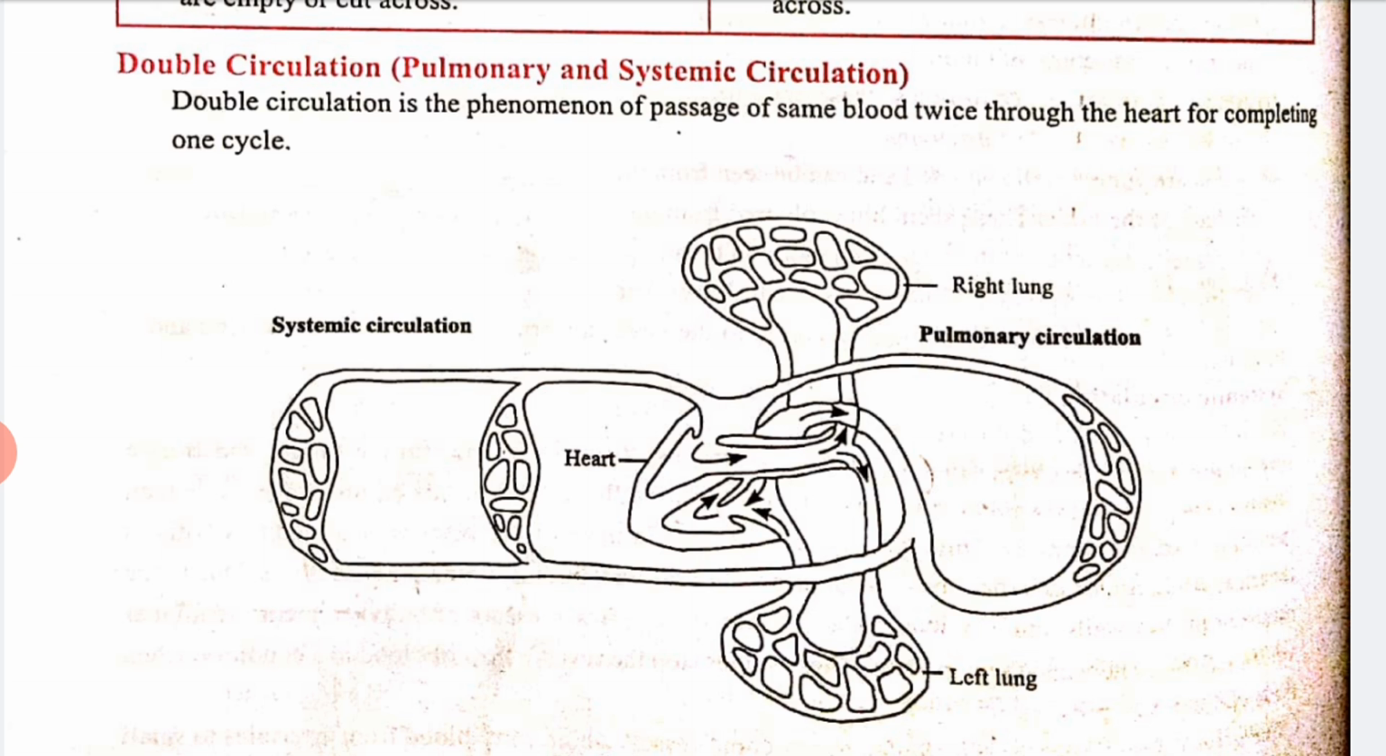Double circulation is the phenomenon of passage of the same blood twice through the heart for completing one cycle. When one cycle is completed in our heart, the same phenomenon starts again. As the human heart is four-chambered, there is a complete double circulation. That is why there is no mixing of oxygen-rich and oxygen-poor blood in the heart. So double circulation of blood in humans can be studied under two heads, that is pulmonary circulation and systemic circulation.